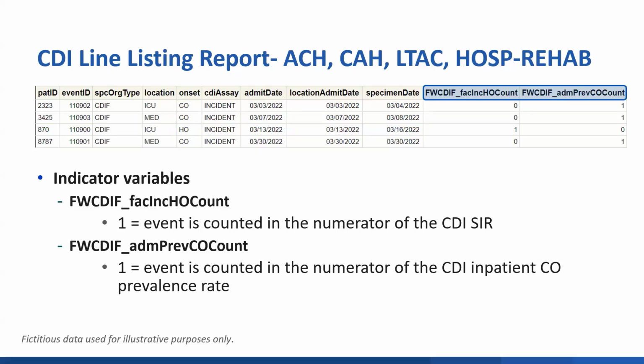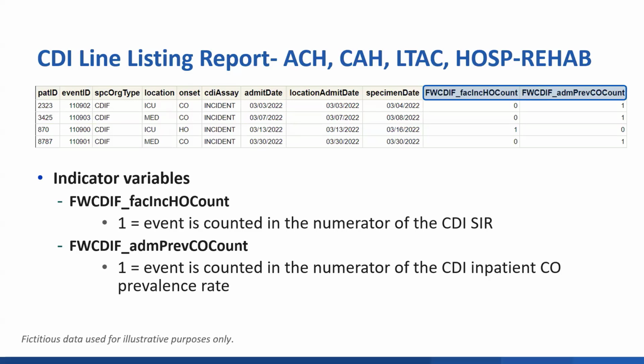The second indicator variable on this list is for the inpatient community onset prevalence rate. So if you want to know which events are used in that prevalence rate, because that prevalence rate is used for risk adjustment, you can tell which events are counted in that prevalence rate numerator from the line listing report as well. And the indicator variable is the same for all acute care hospitals, critical access, long-term acute care, and freestanding rehab hospitals.